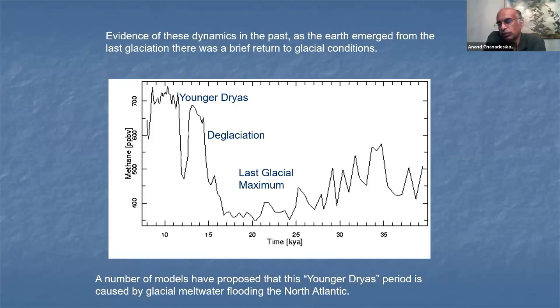Now, has the overturning changed in the past? The answer is yes. If we look here, what we see is from an ice core in Greenland.